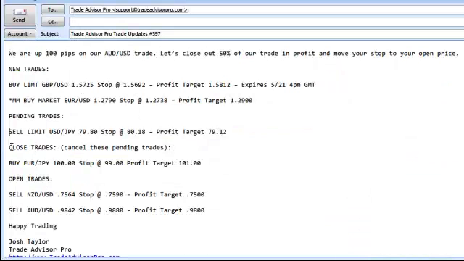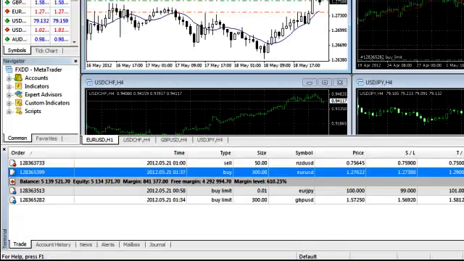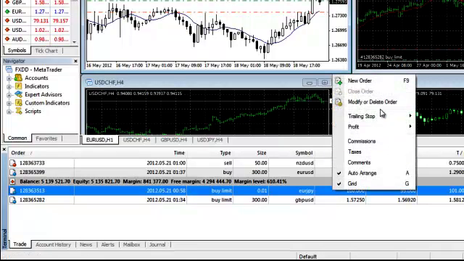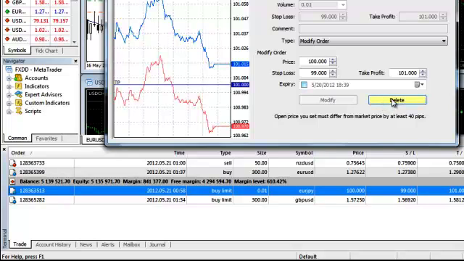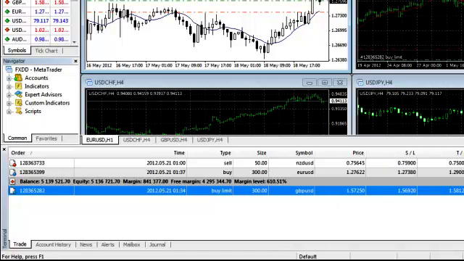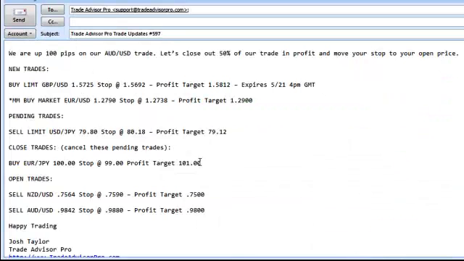Now, let's talk about closed trades. This means this was a pending order that never hit our target, or we don't like where the pair is going, and so we're going to close it out before it ever goes live. Okay? This one says the buy euro at 100. We're going to cancel that trade. Now, so we're going to go to the software. There it is right there. See the trade? You can highlight it just by clicking on it. You right click, modify or delete. Just click delete order. Boom, the trade is gone. See it disappear?